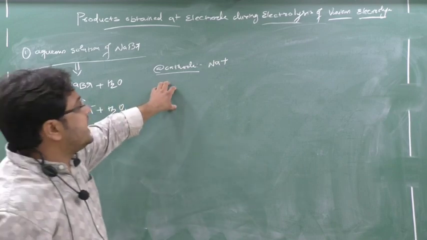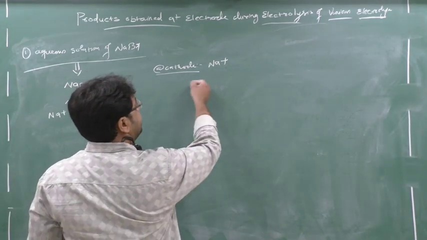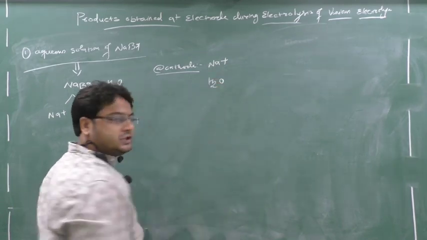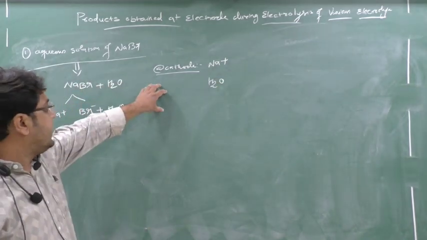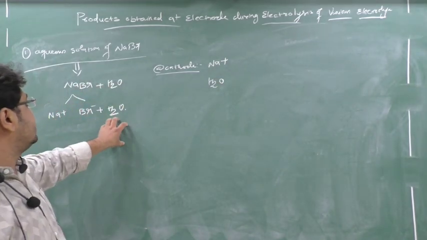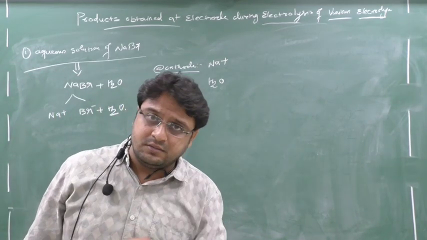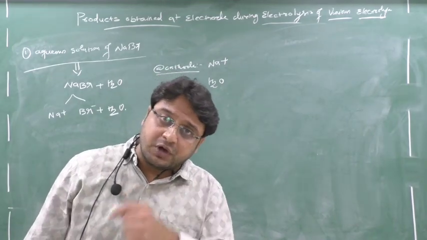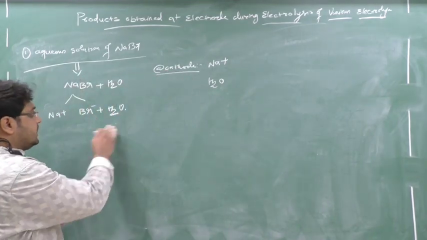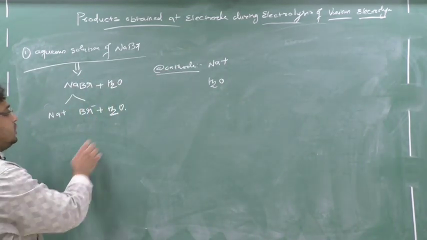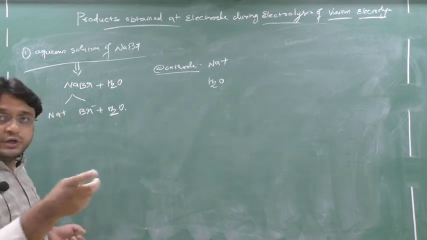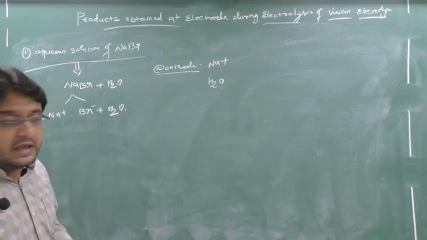When Na plus can come at cathode, similarly water can also come at cathode, because in the previous problem I had only fused salt. There was no water, but here water is also there. So do not split the water. Understand, water can come at cathode and also at anode. So we will see both. Who will win? There is a race now.